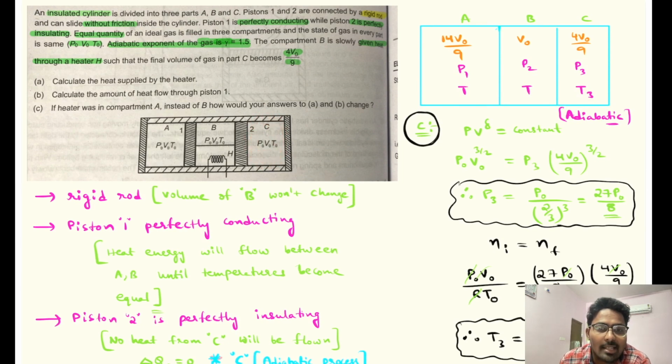Then you need to understand, whatever work is done by the gas in compartment C, the opposite work should be done in compartment A. Obviously C is getting compressed. Sir, how can you tell C is getting compressed? Because the volume has decreased. That means A is getting expanded, so here the work done is positive and here the work done is negative.